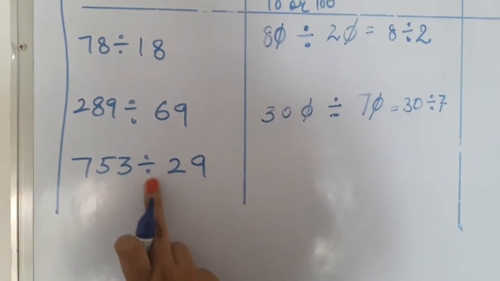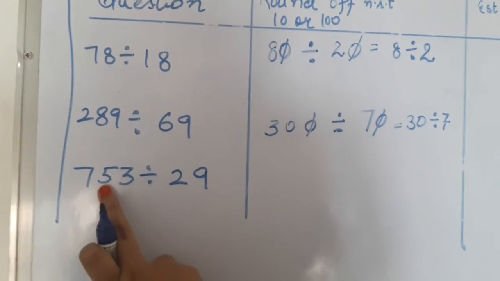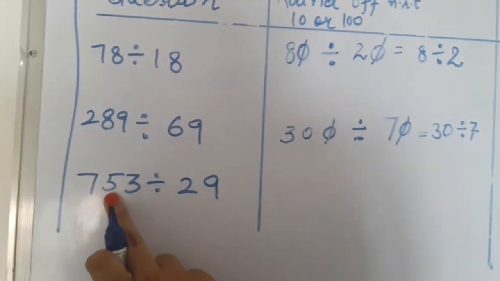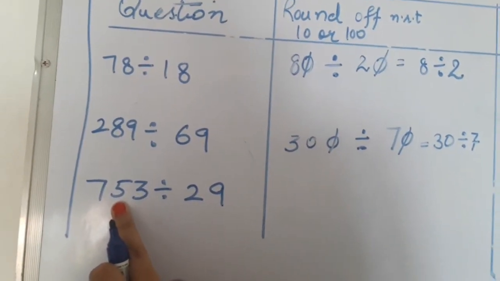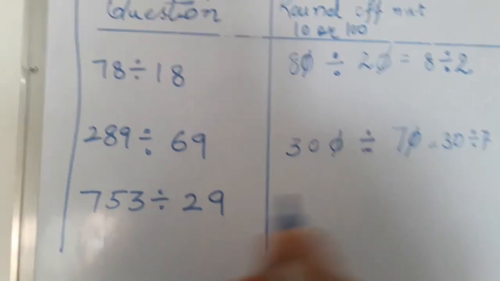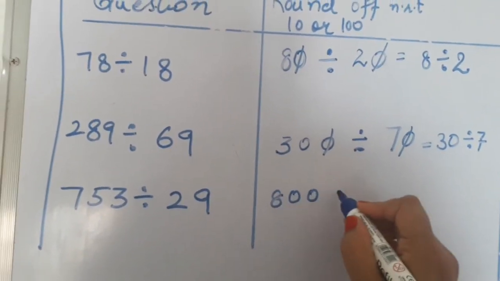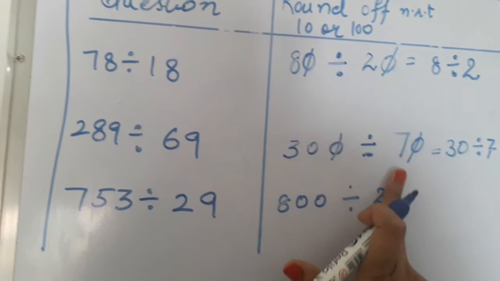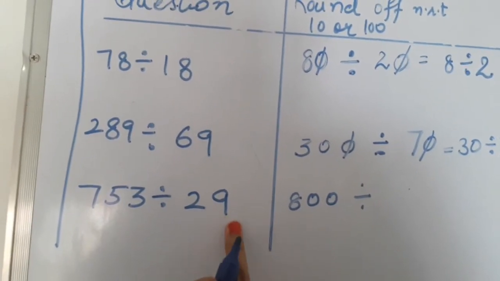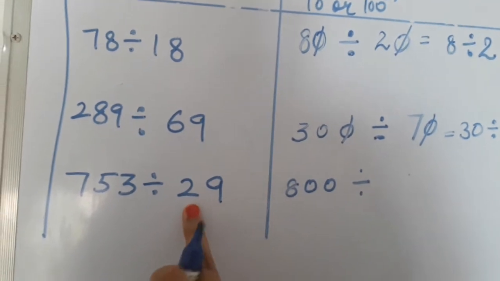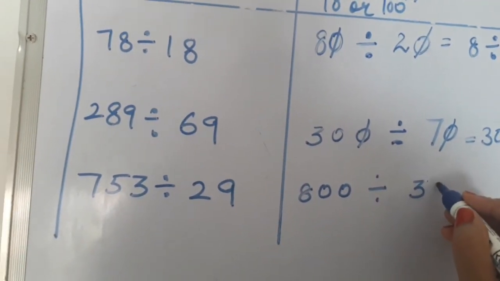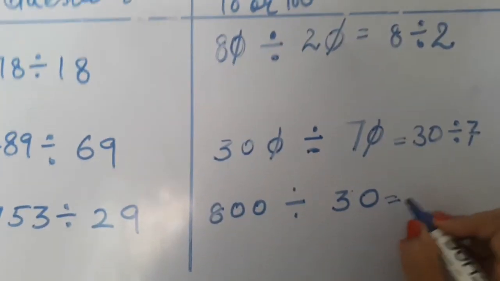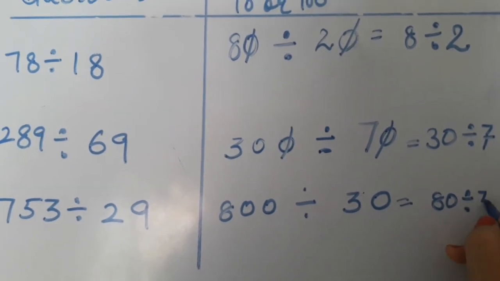753 divided by 29. Now again I will round it nearest to 100. Again, the tens place is 5. If at the tens place it is 5, then I will add 1 to the hundreds place, and the tens and ones place become 0. And now I have 29. So again the ones place is 9, which is greater than 5. At the tens place I will add 1, it becomes 3, and the ones place becomes 0, and the number becomes 30. And this complete number becomes 80 divided by 3.